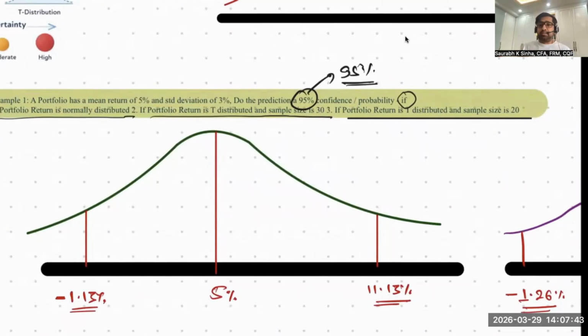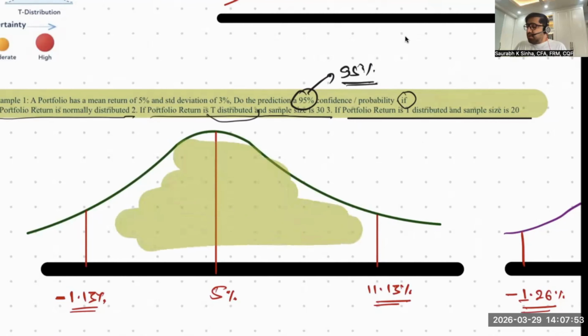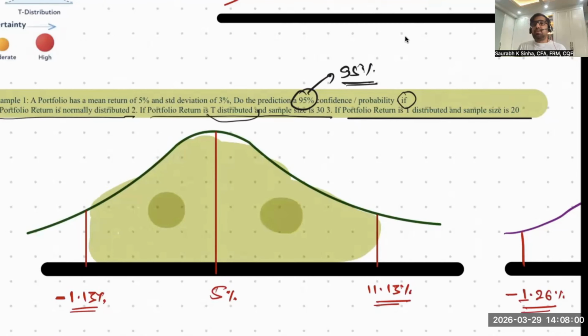What was the second scenario? The portfolio return is t distributed. Okay, again, you have to cover 95% of the area. So I'm covering 95% of the area. Now, if I cover the 95% of the area, symmetrically, this section would be 47.5%, this section would be 47.5%, and the total area would be 95%.